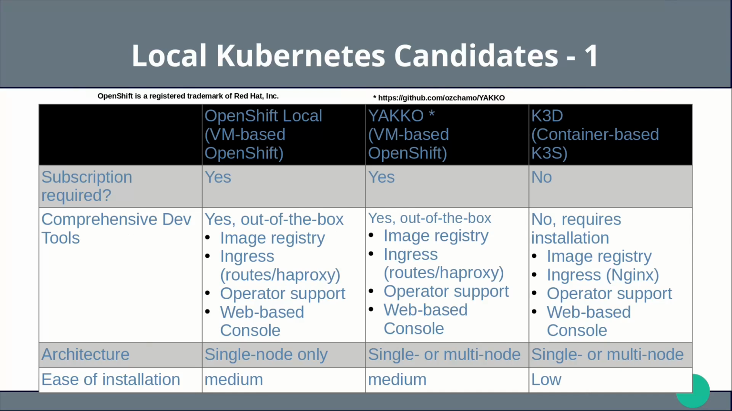The limitation of OpenShift Local is that it's single node only, but for the others, you can create either single or multi-node clusters. The ease of installation is very important, right? Using K3D is extremely easy. You can see in a demo later. And for Yacko and OpenShift Local, it's not that bad. It's medium. To build a multi-node OpenShift, Yacko is probably the easiest tool to do that.